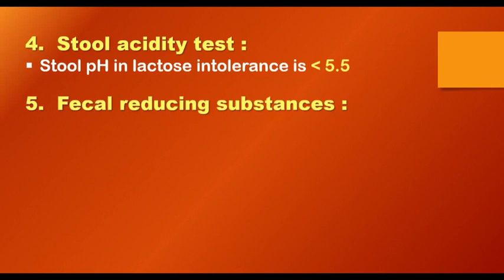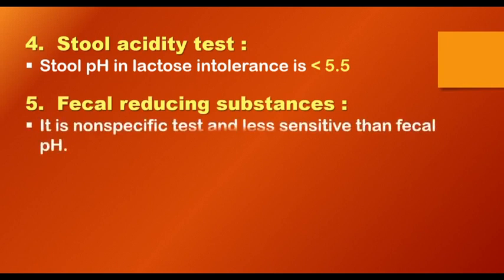The other test we can do is the fecal reducing substances. This is non-specific and less sensitive than fecal pH. Why? Because the presence of reducing sugar in the stool may be attributed to other causes of carbohydrate malabsorption, like lactose, glucose, fructose, and galactose, but not sucrose. So stool acidity is preferred over the fecal reducing substances.